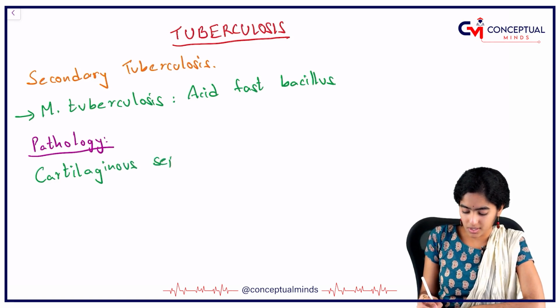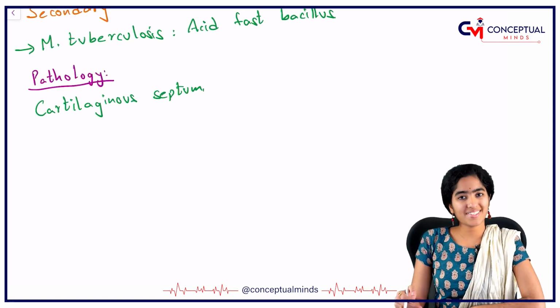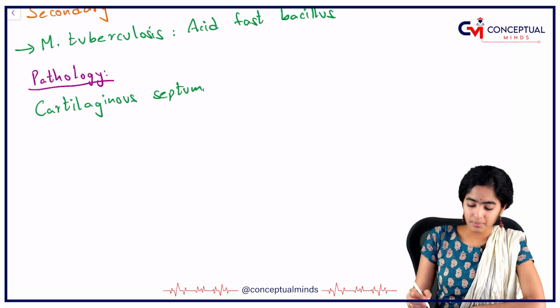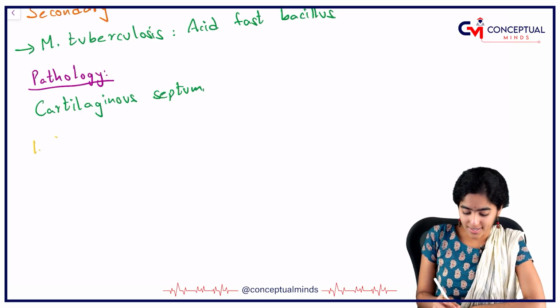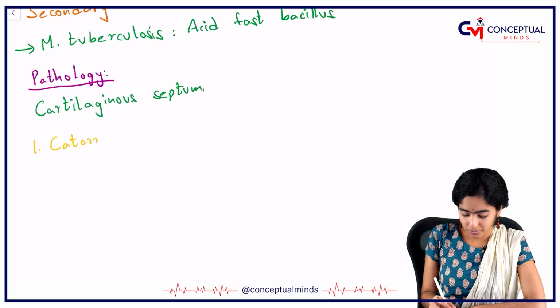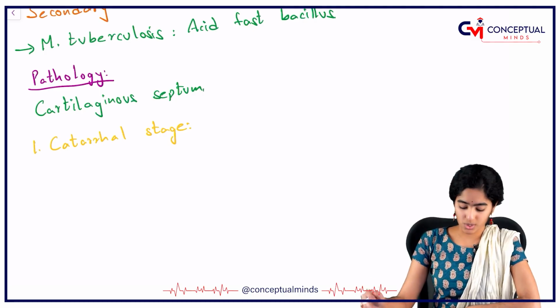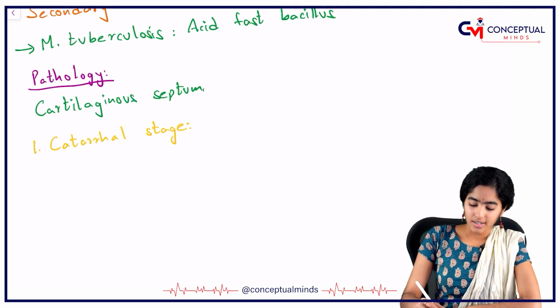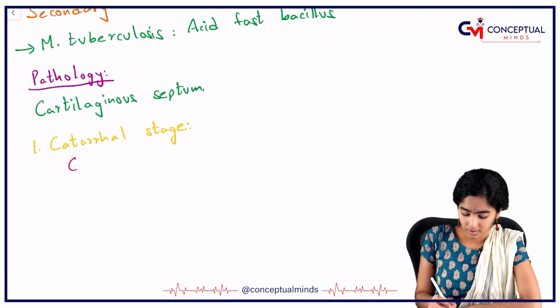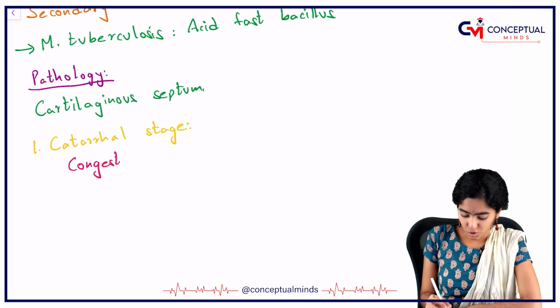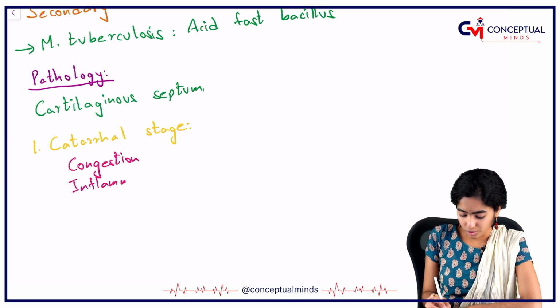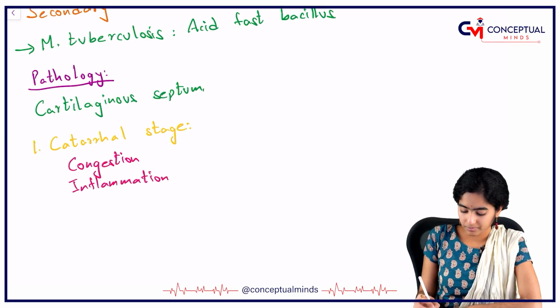Cartilaginous septum is involved. Now there are 4 stages in the tuberculosis of nose, and they are: the first stage is catarrhal stage. In catarrhal stage, there is inflammation of the mucosa. So what you see is congestion due to inflammation of mucosa.